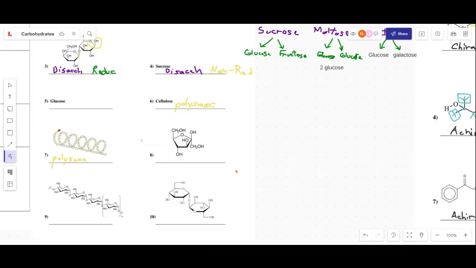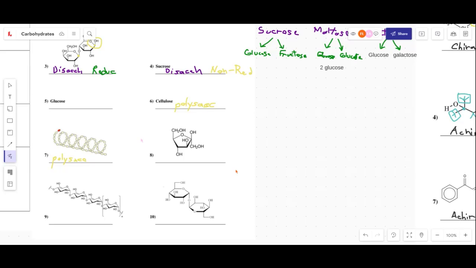They're always non-reducing because they never have a free hemiacetal. Remember, a hemiacetal has to be at one of the anomeric carbons, right? The problem with polysaccharides is that the anomeric carbon is always connected to another ring. So there's no connection that's open for being oxidized to allow it to be a reducing sugar.